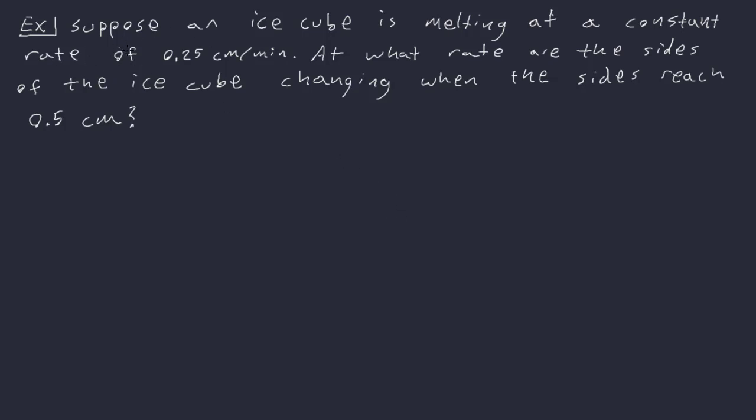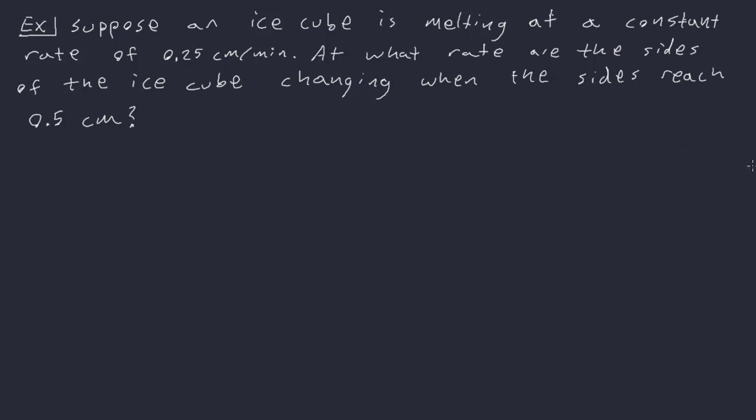It says, suppose an ice cube is melting at a constant rate of 0.25 centimeters per minute. At what rate are the sides of the ice cube changing when the sides reach 0.5 centimeters?